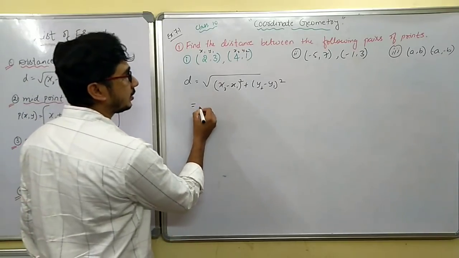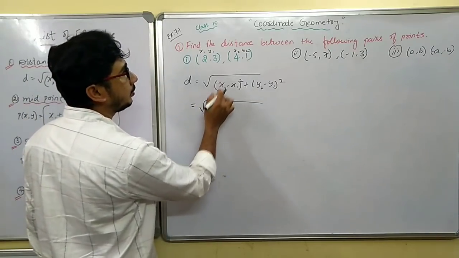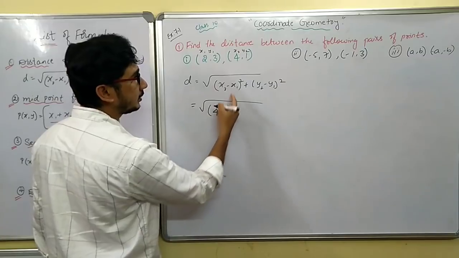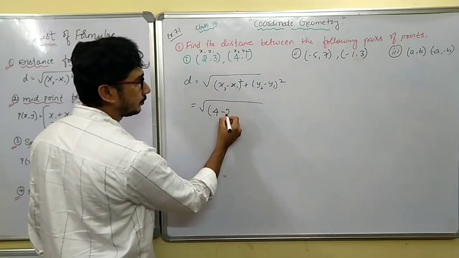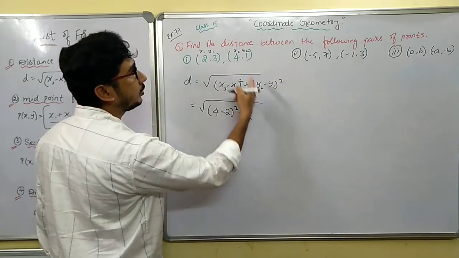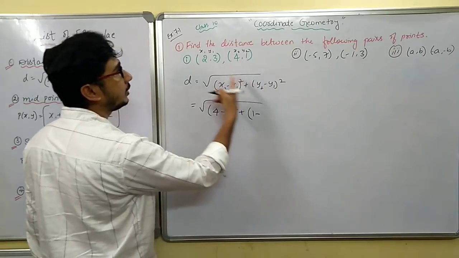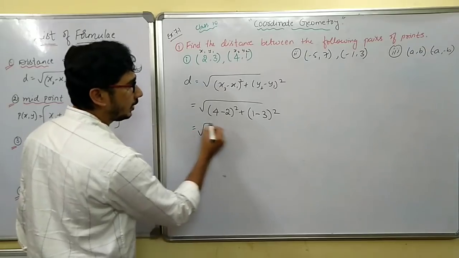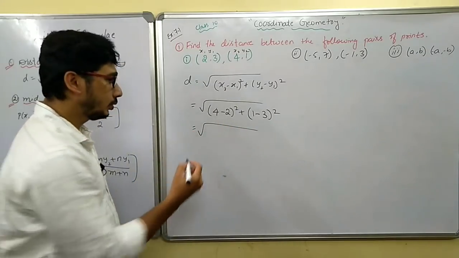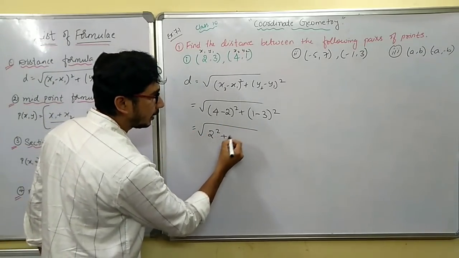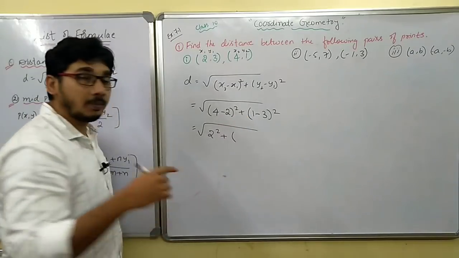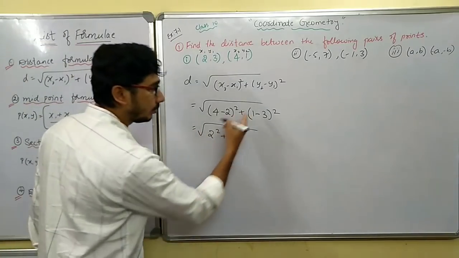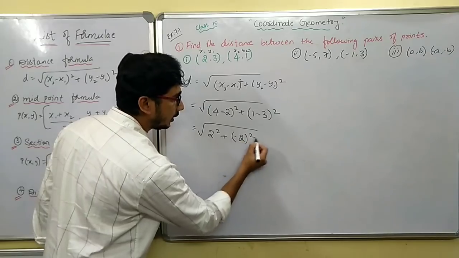Let us replace the values here. x2 is how much? 4, minus x1 which is 2, whole square as it is. y2 is 1, y1 is 3. Write down here whole square. So what will happen now? 4 minus 2 is 2. So I'll write 2 square plus. Now 1 minus 3 is minus 2. Keep it in mind, minus 2. Minus 2 whole square I have written.